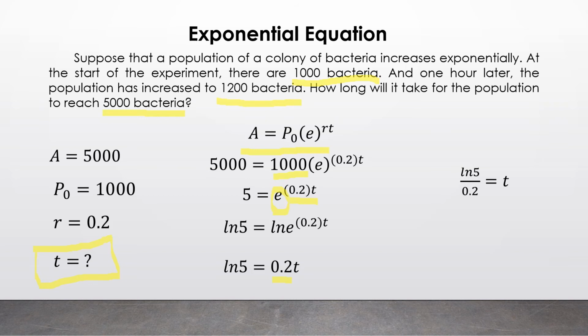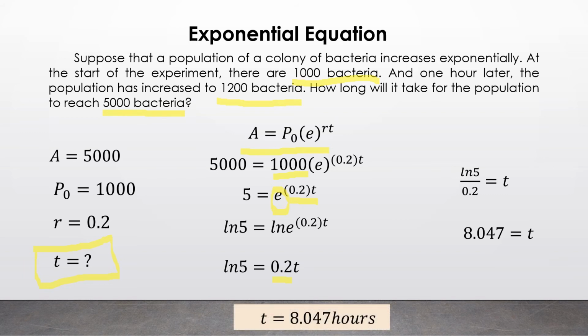So you can use your calculators para ma-solve. And that is 8.047 is equal to t. Therefore, it will take about 8 and 47 thousandths hours to reach 5,000 bacteria.